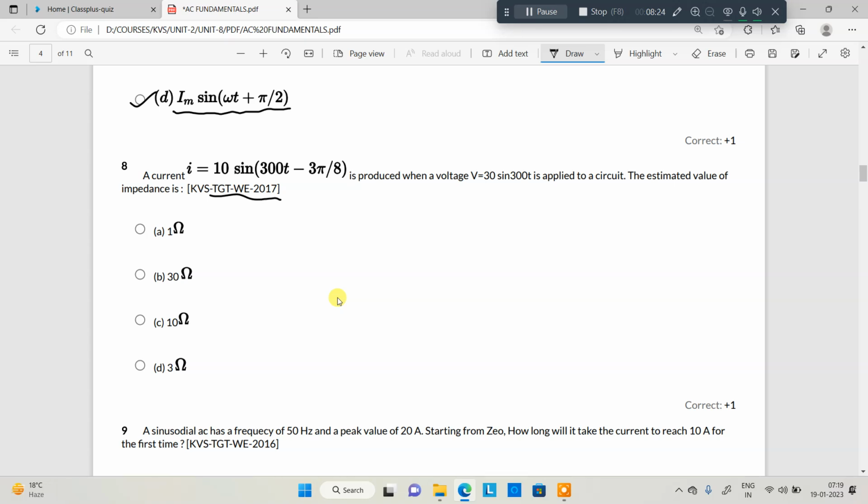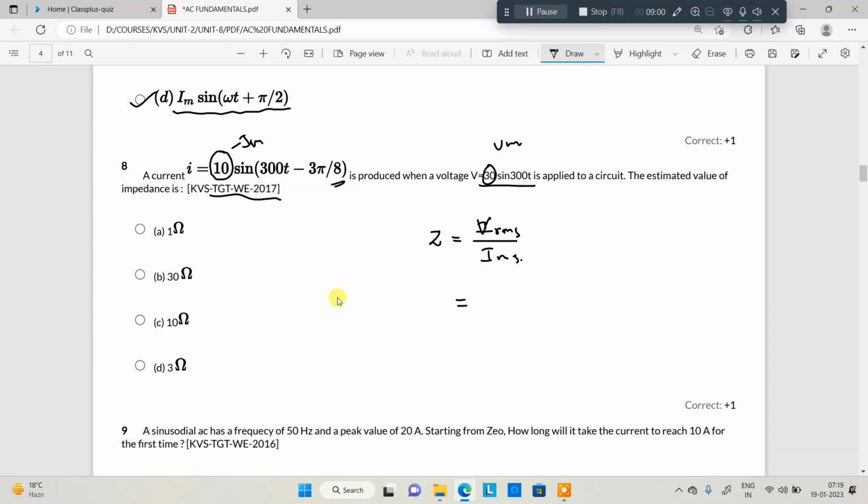A current I is equal to 100 sin(omega t minus 3 pi by 8) produces a voltage of 30 sin 300 t applied to a circuit. Okay, current and voltage. So the estimated value of impedance, they are asking about the impedance. Z is equal to V by I, V RMS divided by I RMS. You know what the maximum values are? This is the Im, this is the Vm, right?